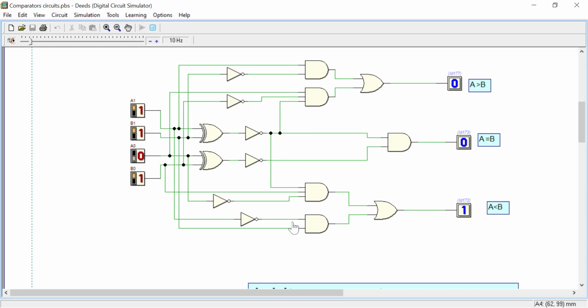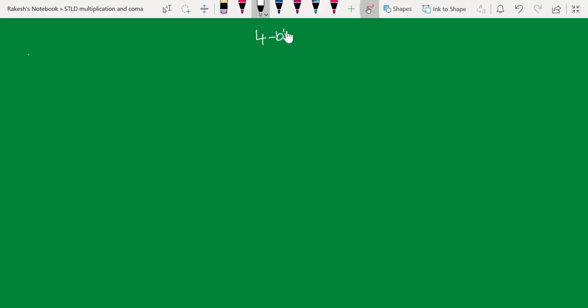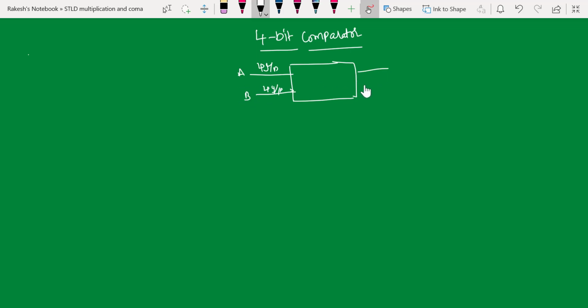Now I'm going to show you how to do the 4-bit comparator. If you want to do the 4-bit comparator, your combinational circuit is supposed to have 4 inputs of A and 4 inputs of B. That means you are going to have a total of 8 inputs and 3 possible outputs as usual: A equals to B, A greater than B, A less than B. But if you look here, there are 8 inputs. That means you are going to have 2 power 8 possible combinations.